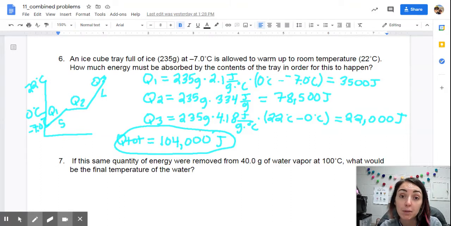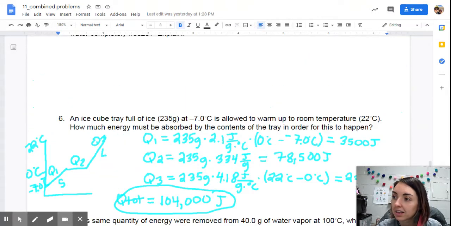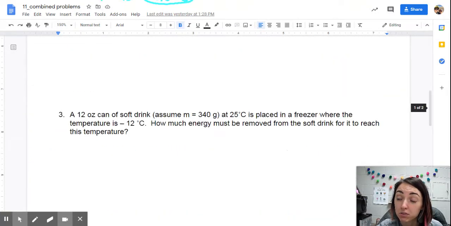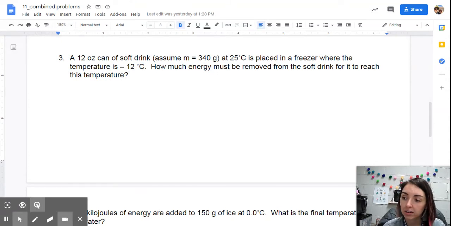Okay, so as promised, we're going to keep skipping around. So I actually want you to head to question 3 now. And the difference for question 3 is that energy is removed. So you're going to have some negatives here. You're going to have a cooling curve.